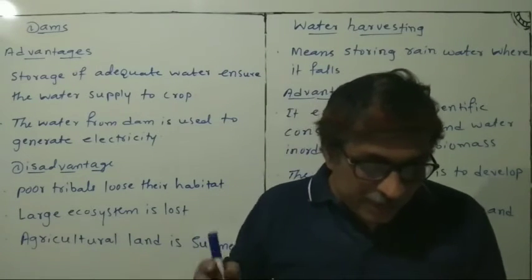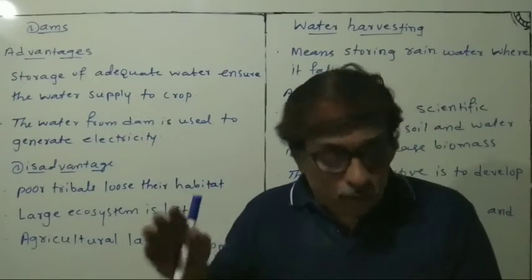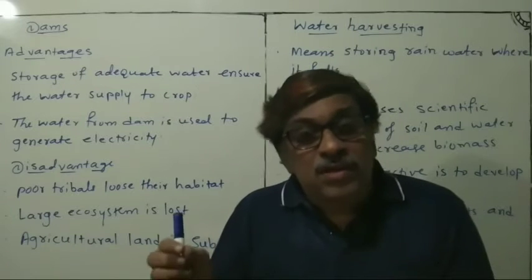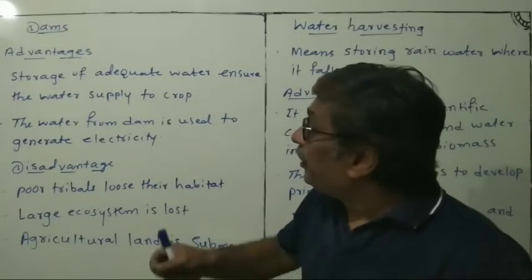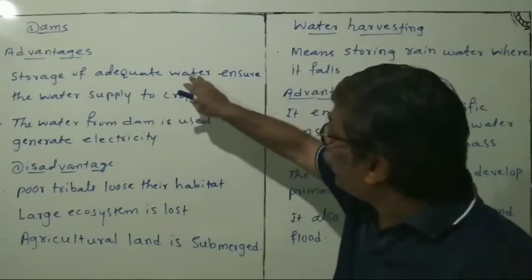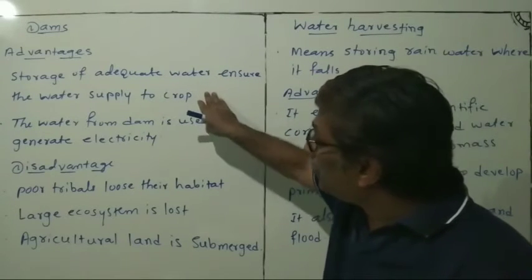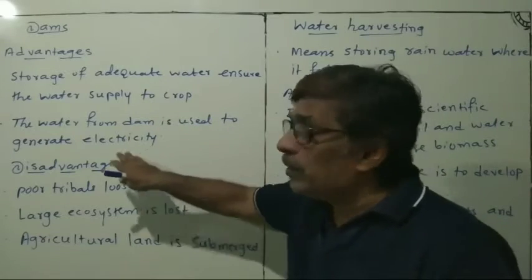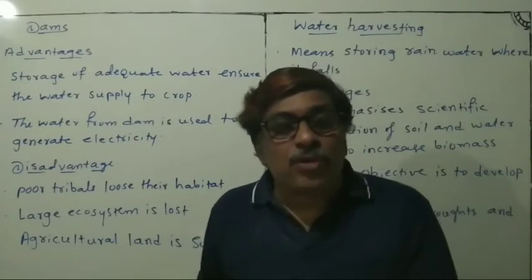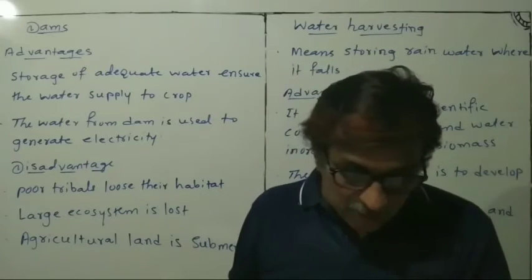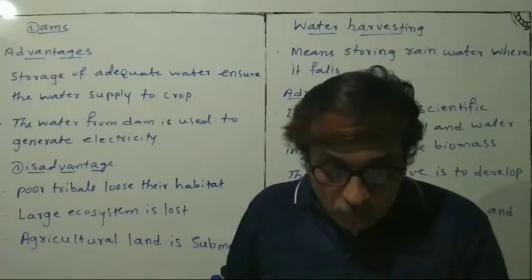See, large dams can ensure the storage of adequate, means sufficient, quantity of water, not just for irrigation. It is not only for irrigation, but it is also for generating electricity. Storage of adequate water ensures the water supply for crop irrigation, and it is also used to generate or produce electricity. Whenever large dams are there, they construct a canal system also. Canals leading from these dams can transfer large amounts of water over great distances.